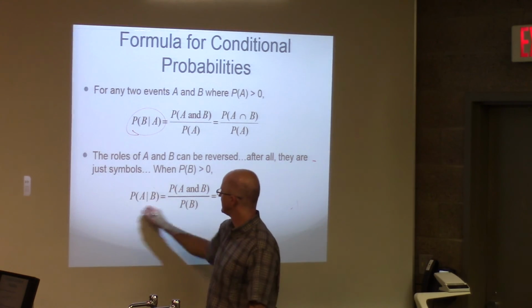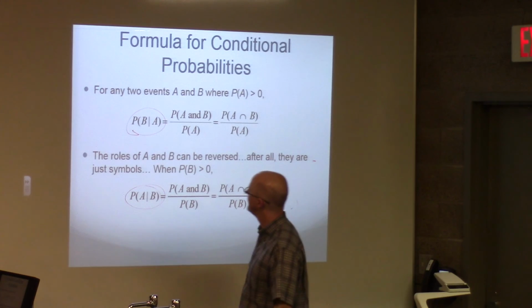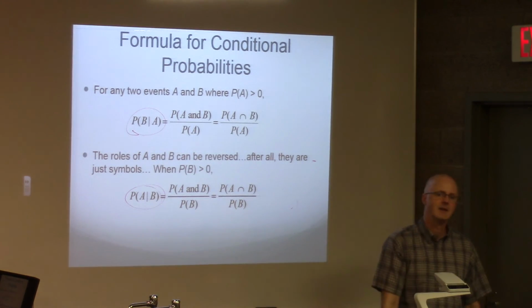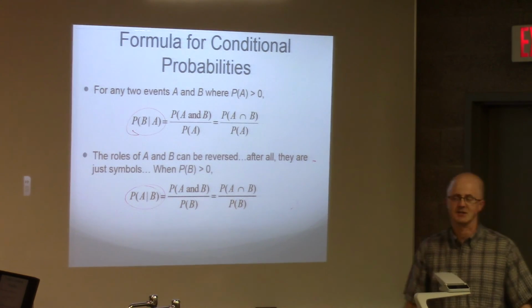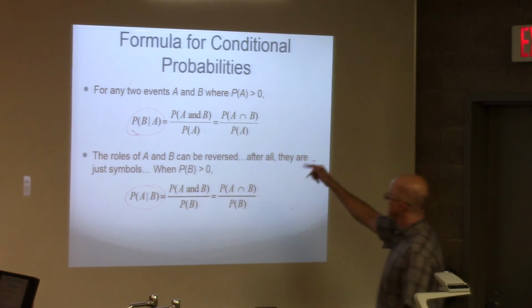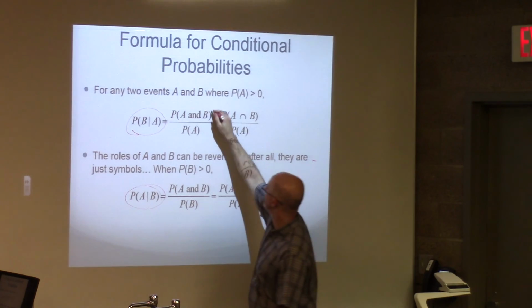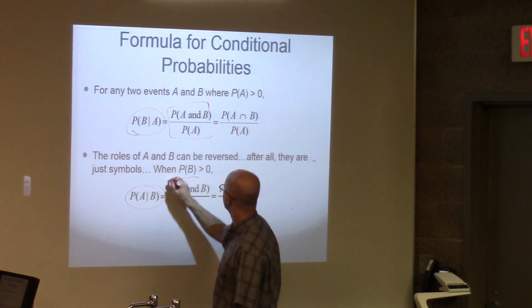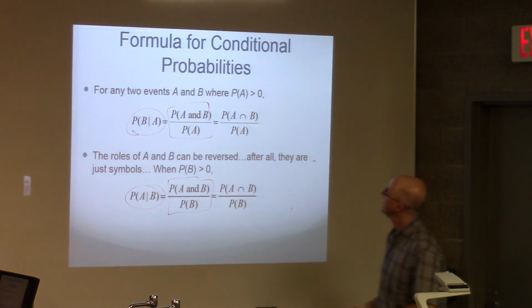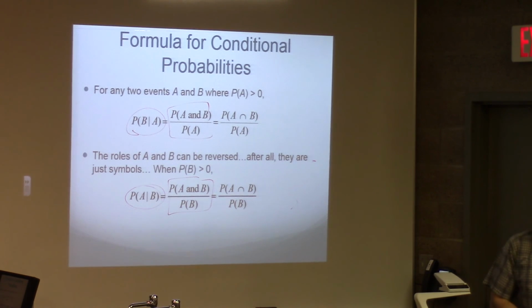You could switch around the roles of A and B. They're just symbols anyway. You can think about the probability that A occurs if it is given that B has occurred. These are the formulas written both in terms of conditional notation and in terms of intersection. You can just focus on these forms. We'll just get it down for the record here before the quiz.